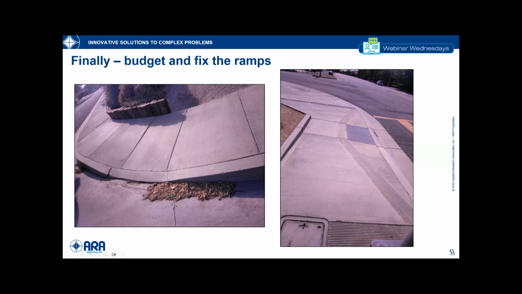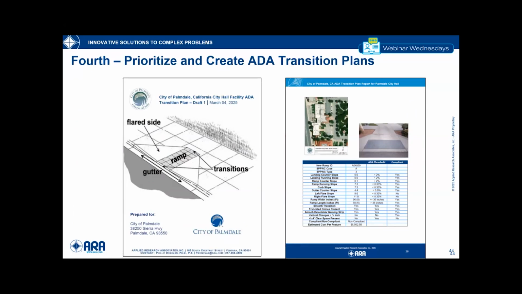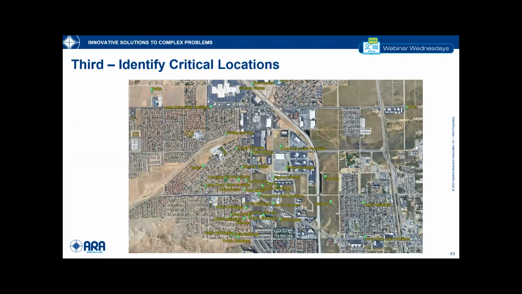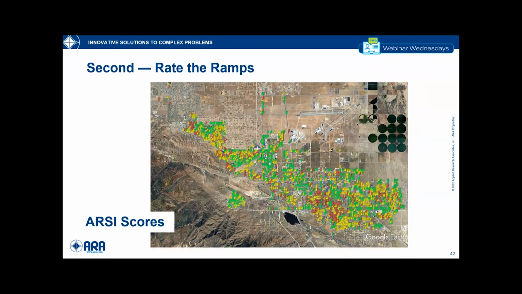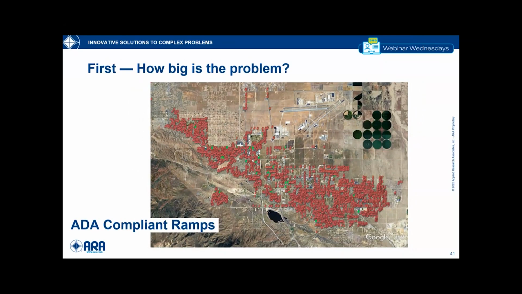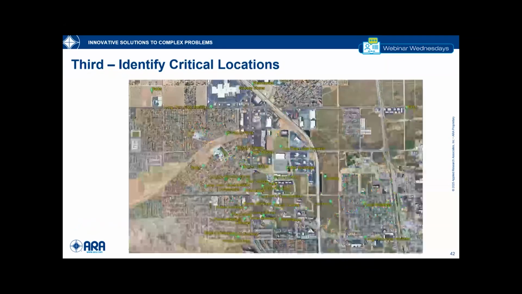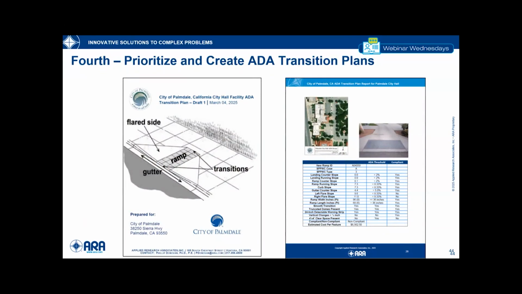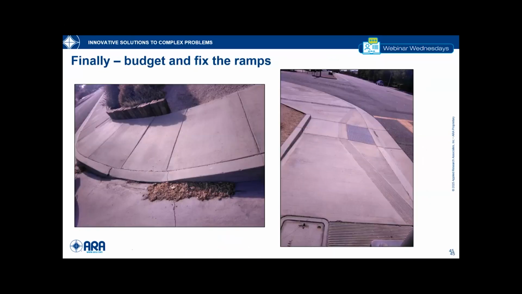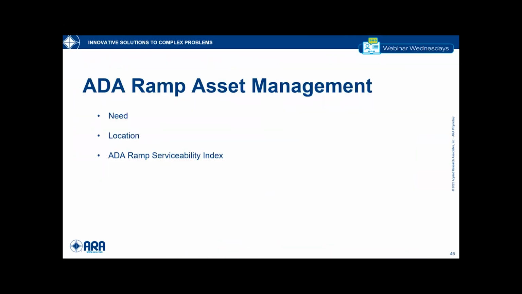Okay, but you have to budget and fix those ramps based on prioritization, which is based on identifying critical locations, which is based on rating the ramps, which is based on where the problems are at. So all those things come into play with managing the ADA assets. Okay, now let's get into asset management. How do we manage that problem? We've kind of already hinted at it.